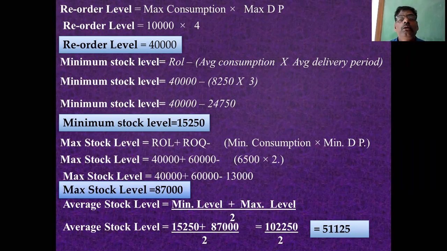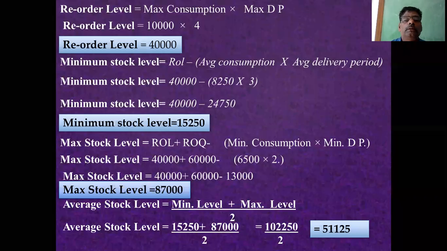Like this you have to calculate. Danger level is to be calculated only when emergency delivery period is given in the problem. Only when they give you the emergency delivery period, then you calculate danger level. These are the levels of stock.